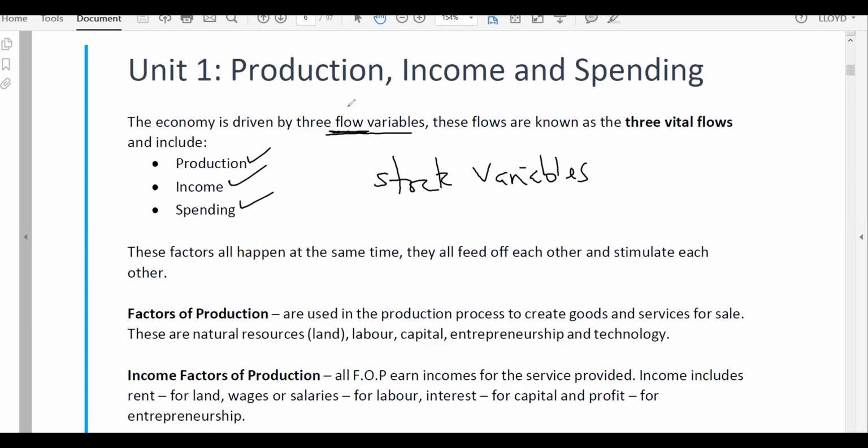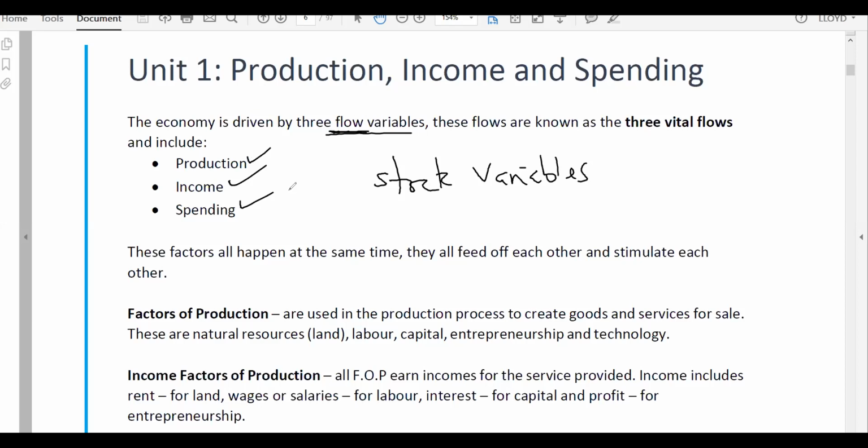When you look at a flow variable, it is the way it sounds, something that is flowing. It's moving, it's not static. So a flow variable is measurable over a period of time. That means we can talk about production in a year. As you can see, there's a time period associated with it. Then you can talk about income in a year, spending in a year, depending on what time period you are looking at. So a flow variable always has a time element attached to it, in the sense that it happens over a duration of time. That is a flow variable.